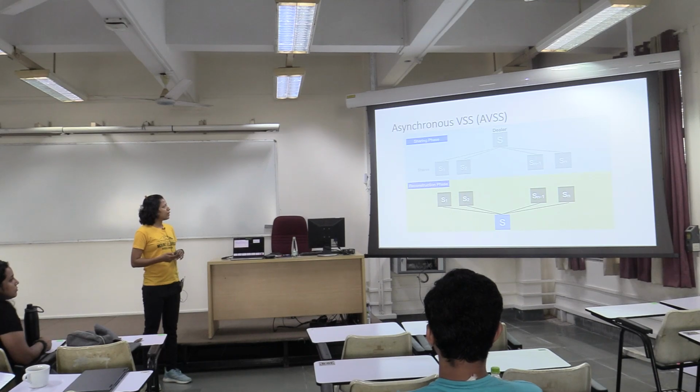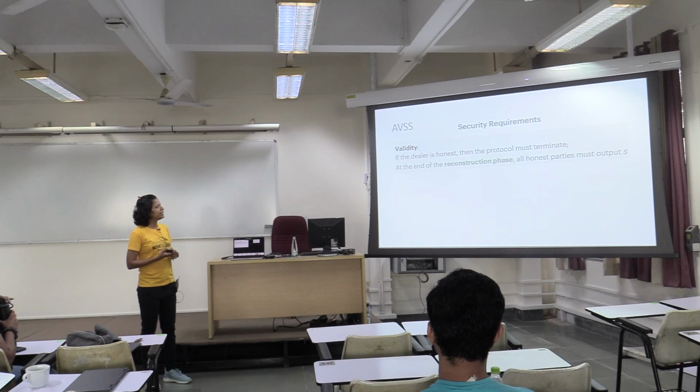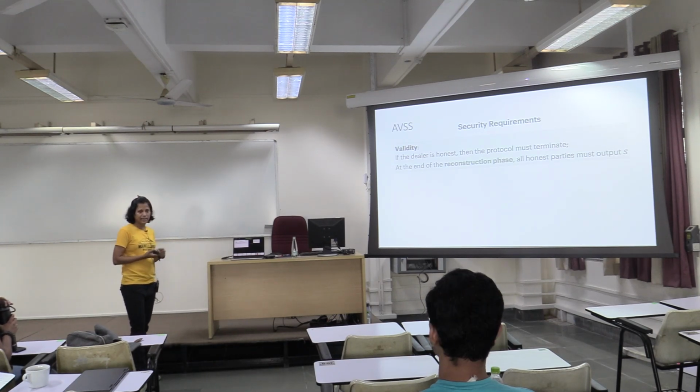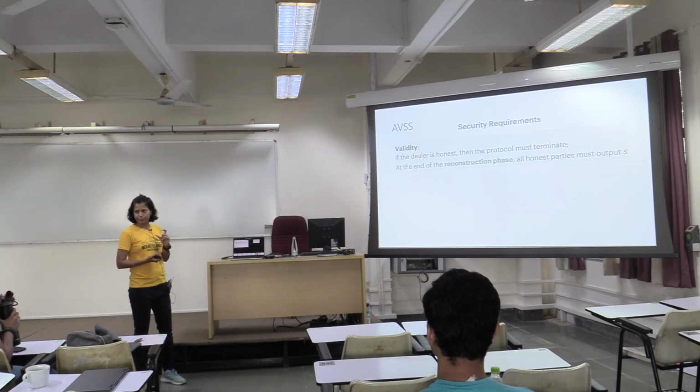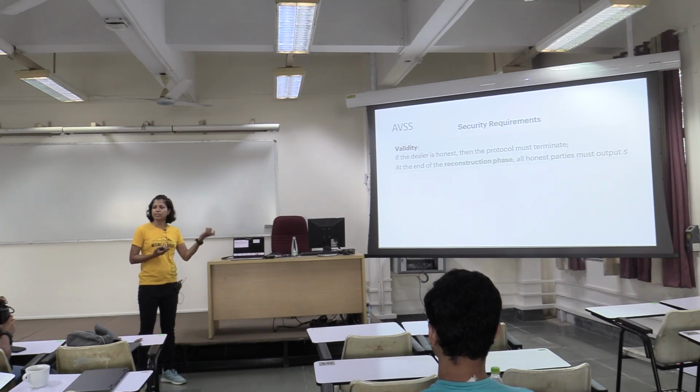So the properties that you would need are as follows. First is called validity. If the dealer is honest, then the protocol must terminate. You need the termination property, right? And at the end of the reconstruction phase, all honest parties must output the same secret as that of the dealer.